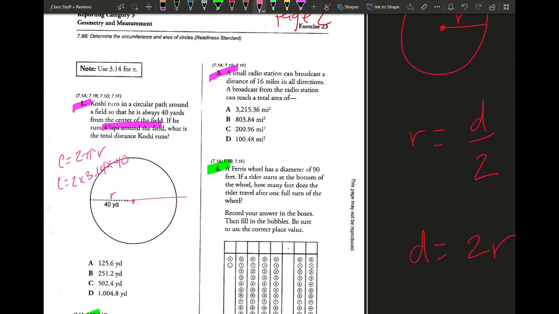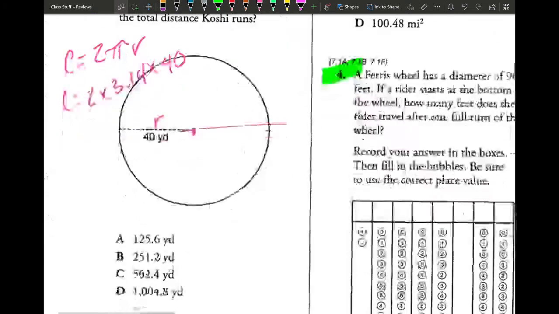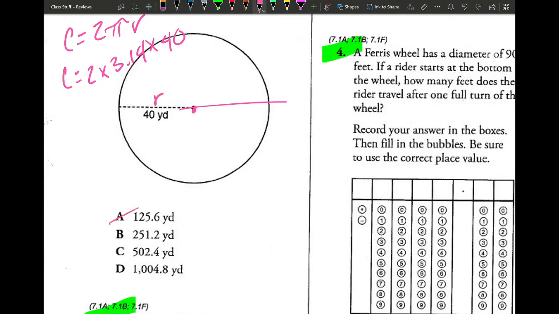So now, 40 times 2 is what? 80. Correct? 80 times 3. We're estimating right now. 80 times 3. 8 times 3 is 24, so 240. Let's look at my answer choices. This is not it. So we said it's close to 240, right? This is close. What about 500? No. What about 1000? No.